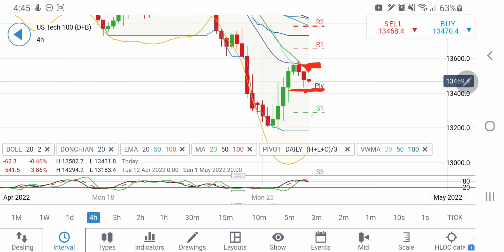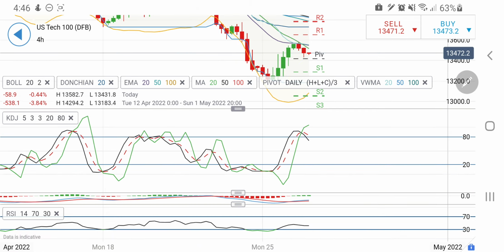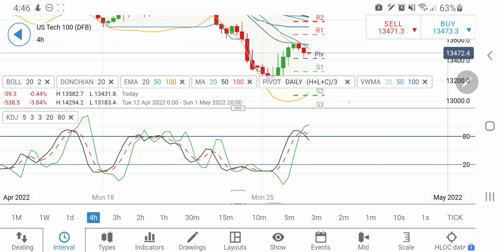So if it breaks 13410, it will directly head towards 13350 levels, 13330 levels, and then in fact 13300, which may provide a very strong support for US 100 for any downward move. Right now it is in a mode to retrace probably, but we have to be cautious, and any move above 13520 you can go long for 13550, 13580 and plus levels.